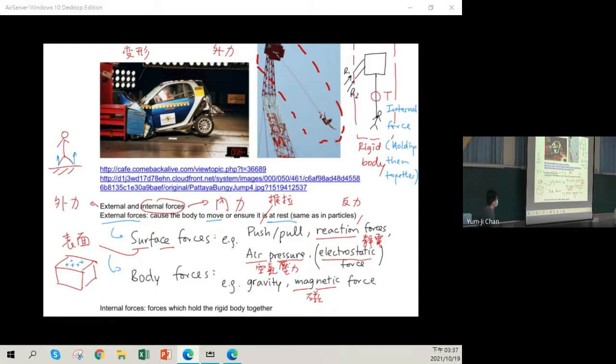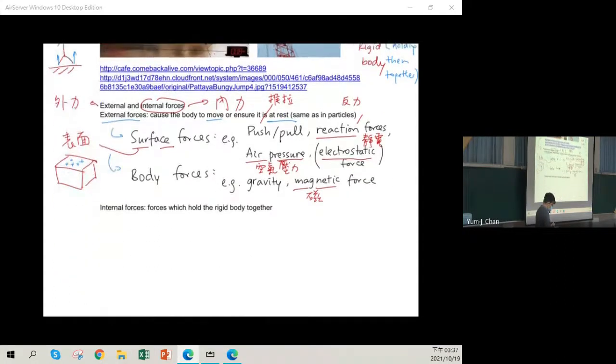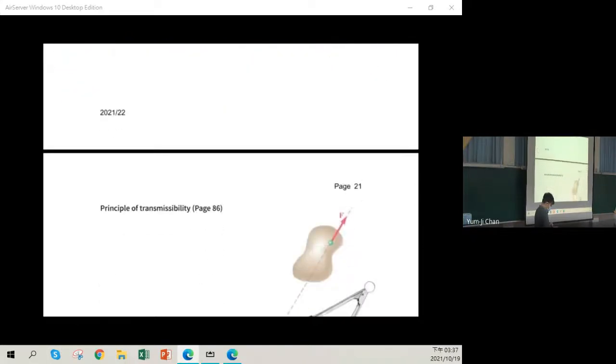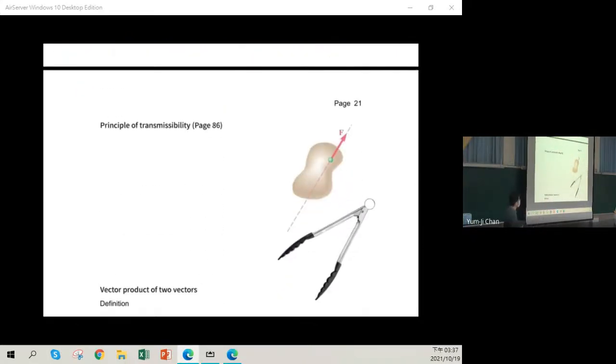Now, before we move on to talking more about forces on rigid bodies, let's have one rule I should introduce. This is the principle of transmissibility. Let's do the mathematics. Let's draw the diagram. Let's think about the diagram first. Now we have a rigid body. This is a rigid body, and we have a force acting here.